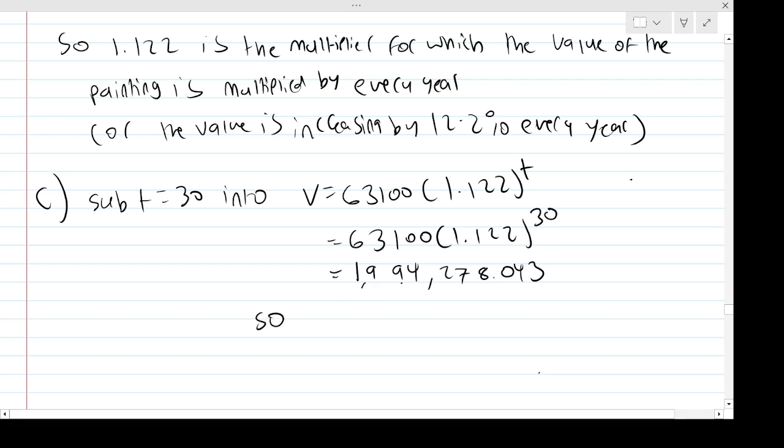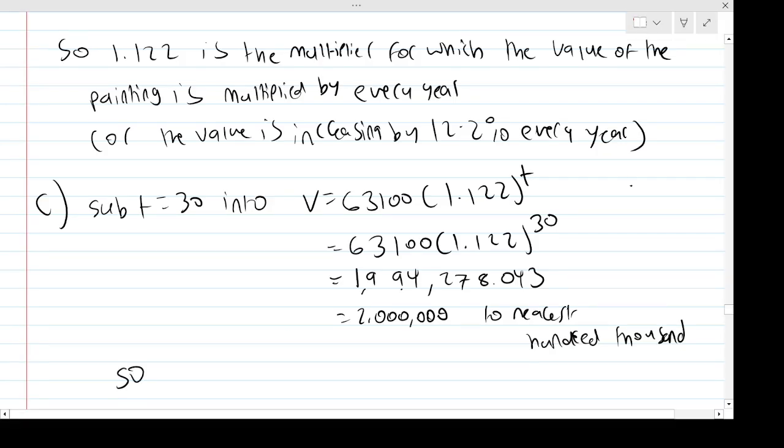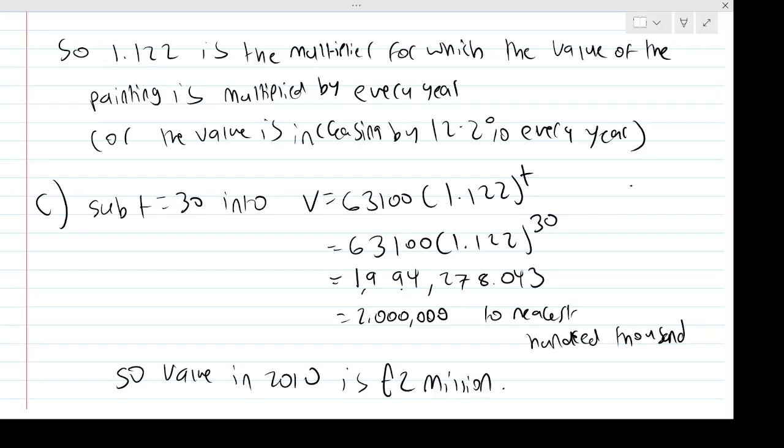So which equals 2 million to the nearest 100,000. And so therefore the value, so then the value in 2010 then, right, in 2010 when t is 30, is indeed £2 million. Okay, and there we are.